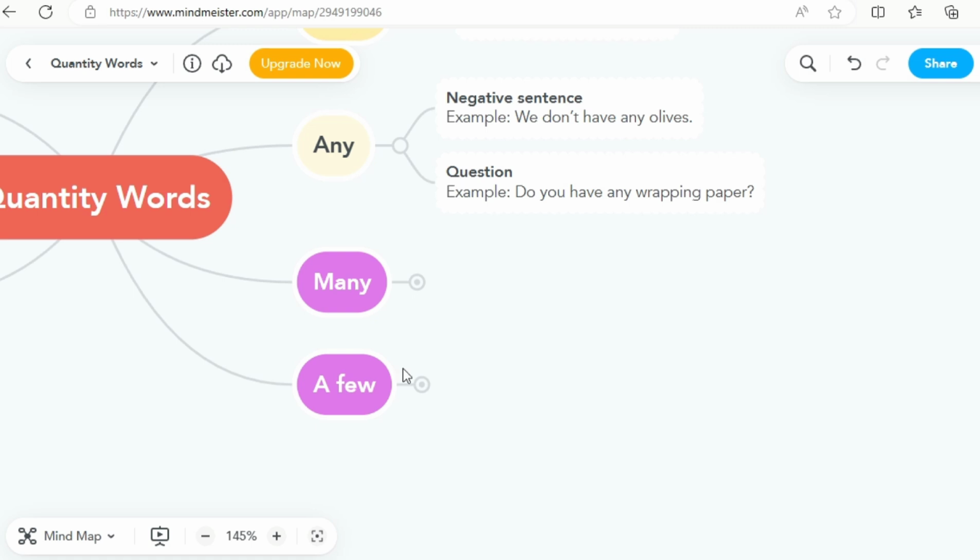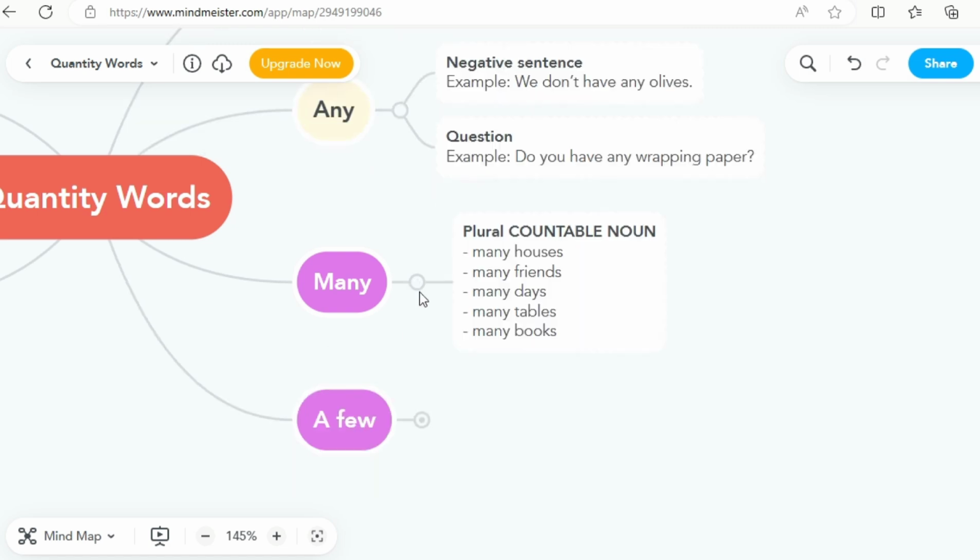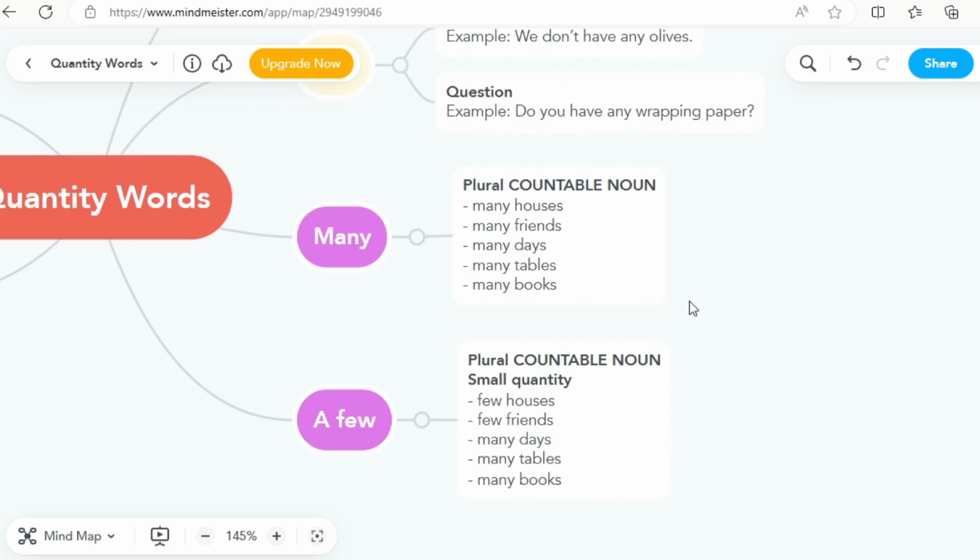The next are many and a few. I made them the same color, which is purple, because both of them are used with plural countable nouns. When the quantity is not really that large, or maybe smaller than you or the people around you expect, you can use a few instead of many. So a few is for a small quantity, and many is for a larger quantity.